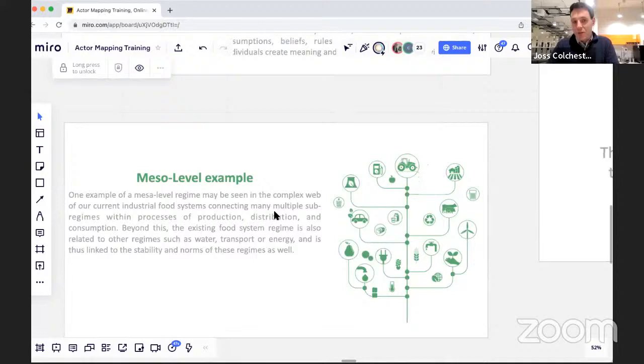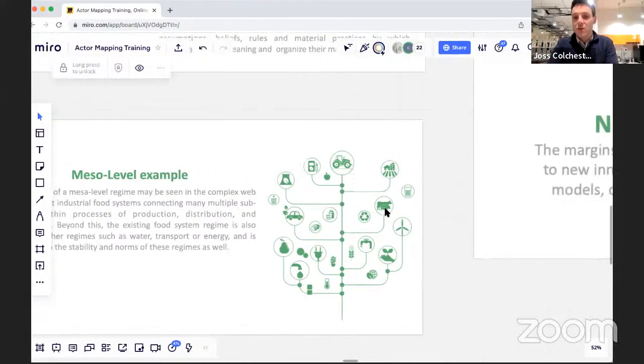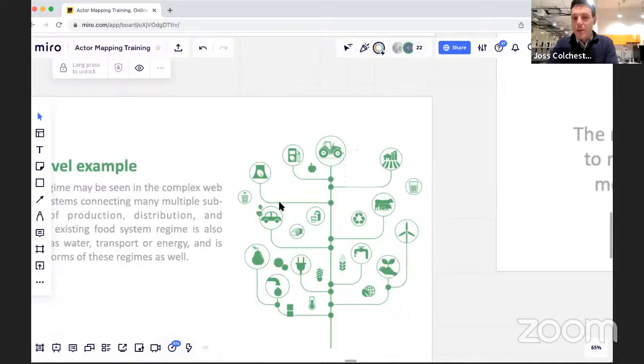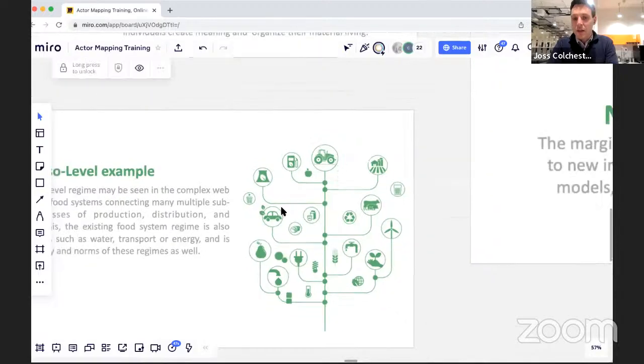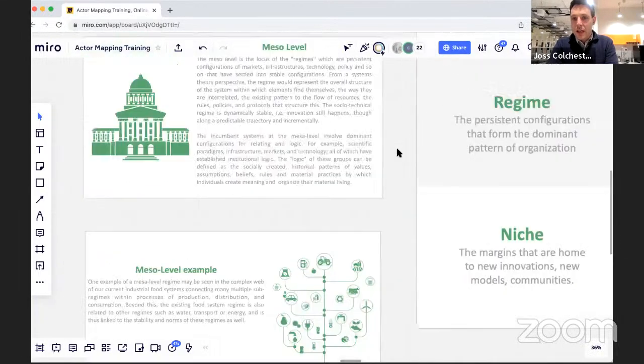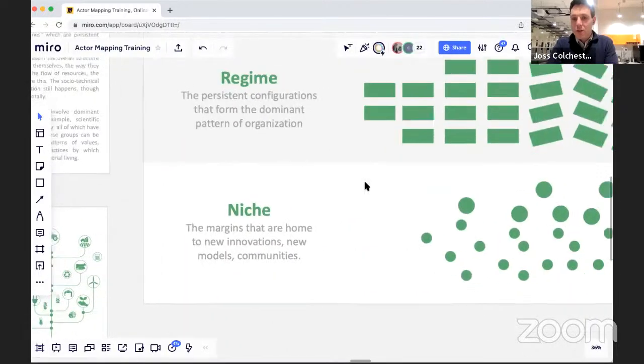One example of a meso level regime may be seen in this complex web of our current industrial food system, connecting multiple sub-regimes within processes of production, distribution, and consumption. Beyond this, the existing food system regime is also related to other regimes such as water, transport, and energy, and is thus linked to the stability and norms of these other regimes. So we know industrial agriculture is a certain paradigm of doing things, a certain set of institutions, and that's the meso level. Okay, on the niche level, we have these new innovations.